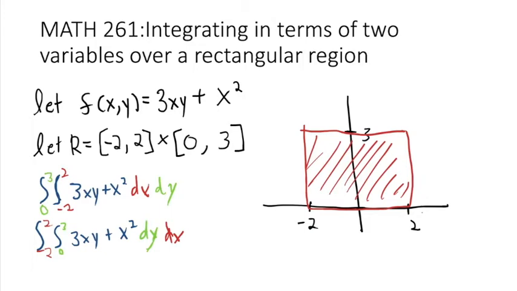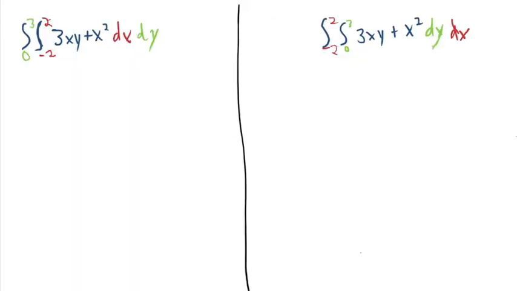When we solve both of these, we should end up with the same solution. So let's solve them out. Now we're going to solve out this first integral where we do x first. When we take the antiderivative in terms of x, we're going to treat everything else like a constant.